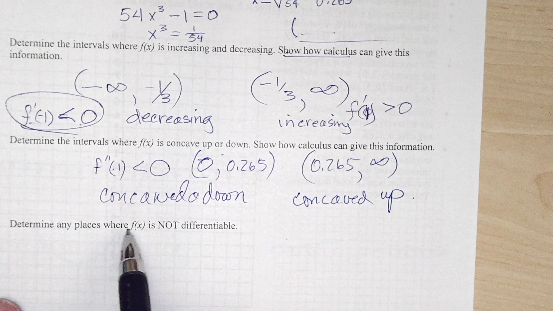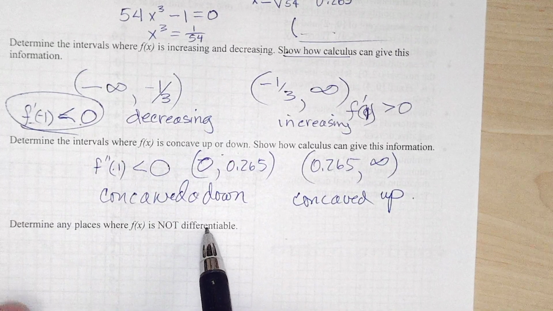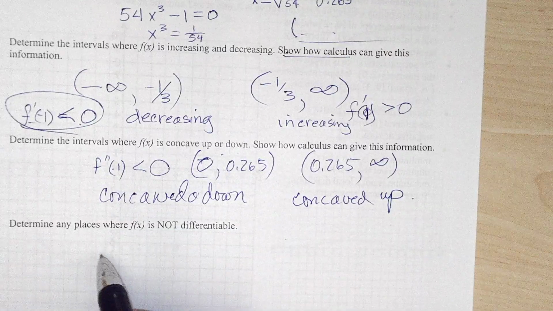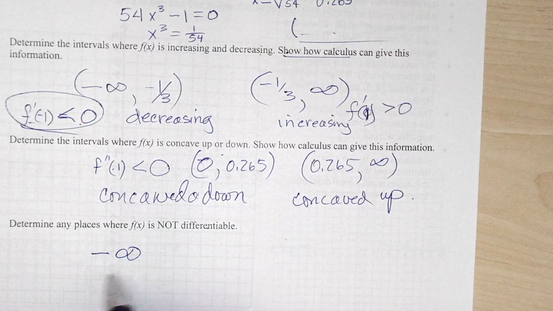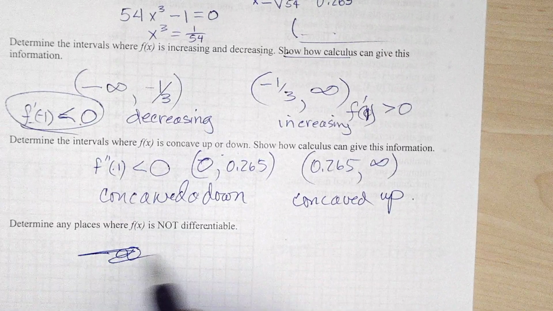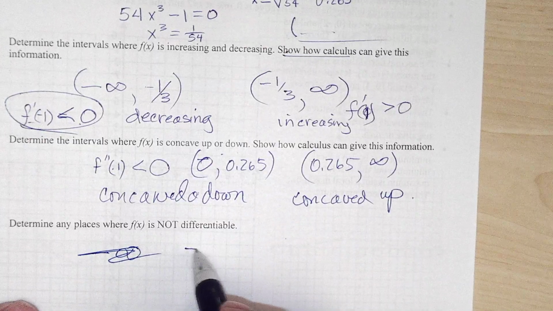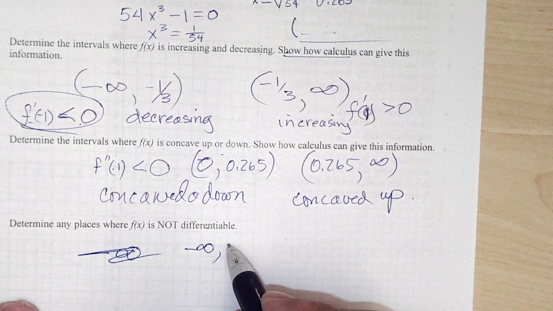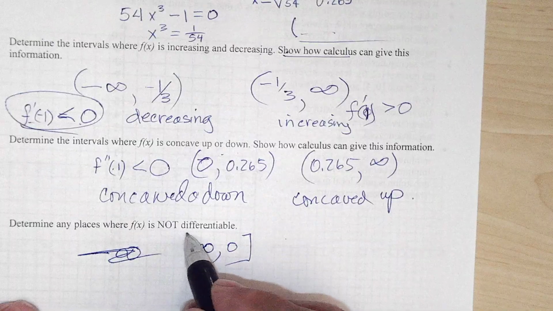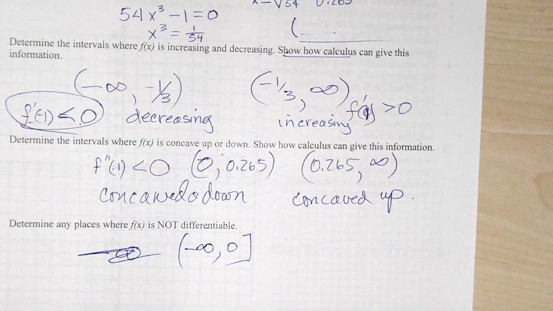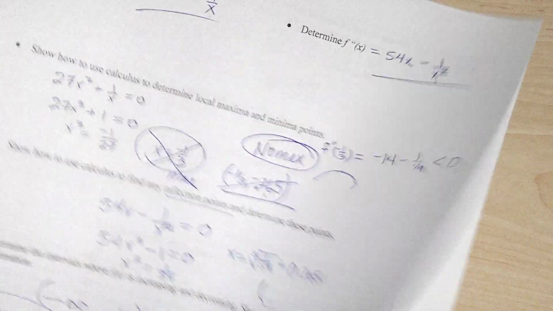Determine any places where f of x is not differentiable. Well, it's not differentiable from negative infinity up through 0. It's not differentiable because it doesn't even exist over there. Okay.